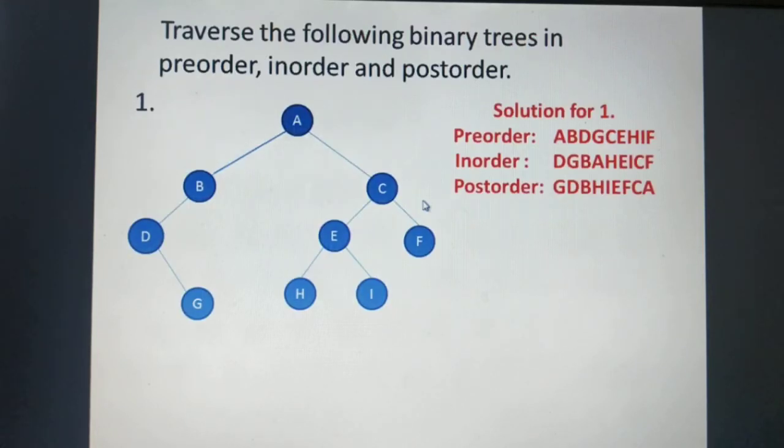Now let me take another example. This is the following example, and the question says traverse the following binary tree in pre-order, in order, and post order. In case of pre-order, what is the sequence?